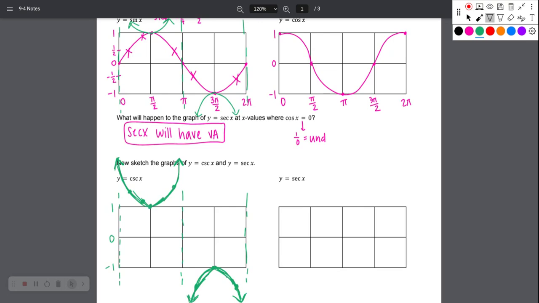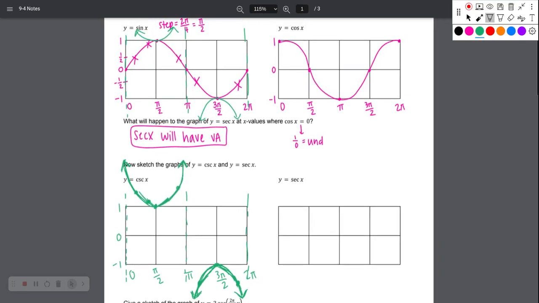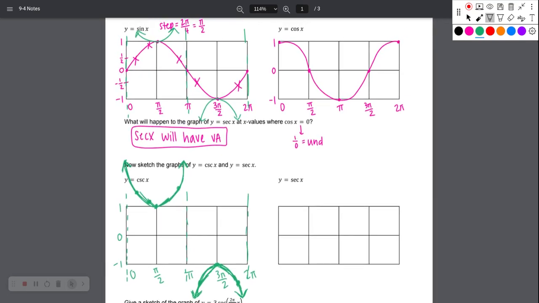Now I should keep labeling this x-axis. The x-axis is going to stay the same. We still have those same theta values with the same step. So there would be the x-axis for cosecant. We're going to do the same process for cosine and secant, because again, secant is just the reciprocal of cosine. So if we make the same x and y axis, then we can just reciprocate each of the points.